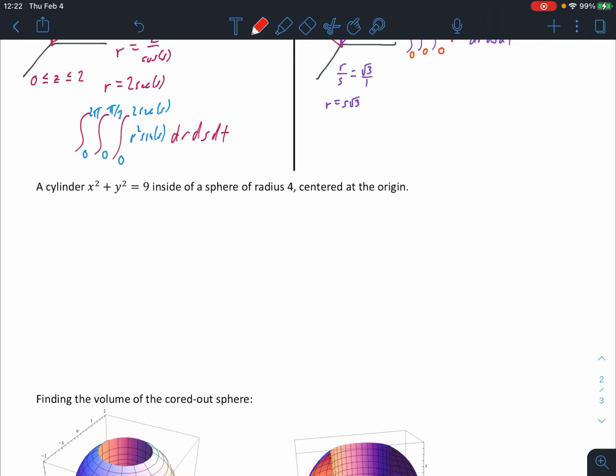Okay, next one here we have a cylinder, x squared plus y squared equals 9, inside of a sphere of radius 4, centered at the origin. We want to think about how we would find the volume of this.